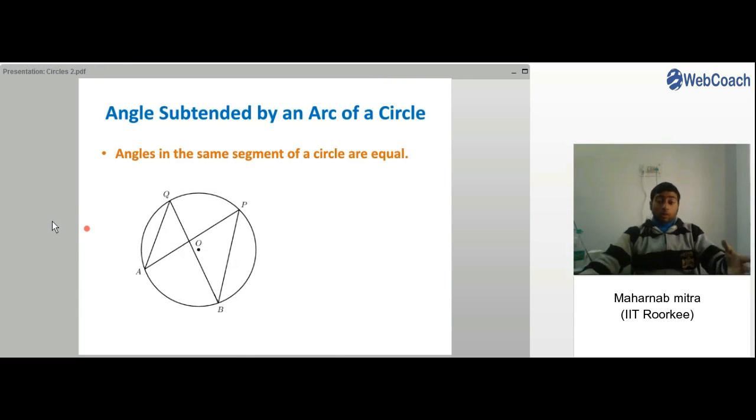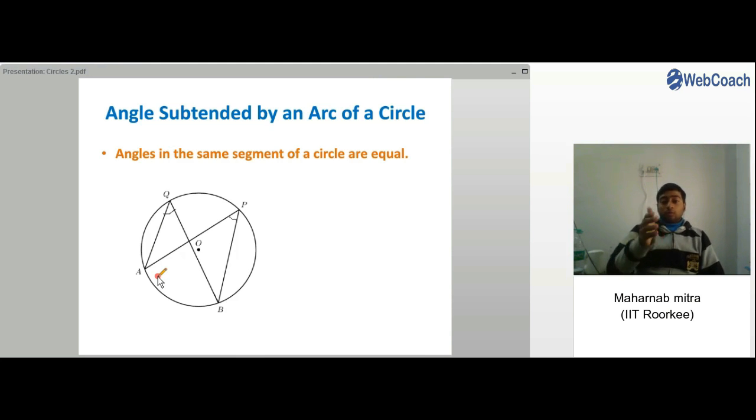So let us use this theorem to prove one more theorem, which is angles in the same segment of a circle are equal. Now here you can see a circle with two angles drawn. They are two different angles, AQB and angle APB, and we are looking at the major segment formed by line segment AB. If we look at this major segment, we see that we have two angles, AQB and APB. Now we have to prove that these two angles are always equal.